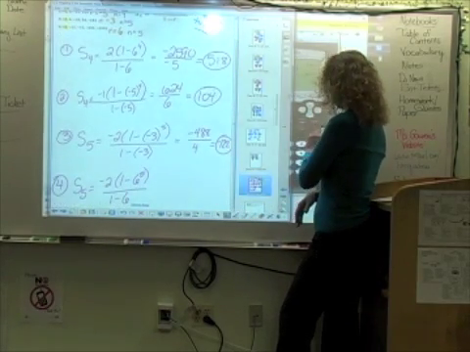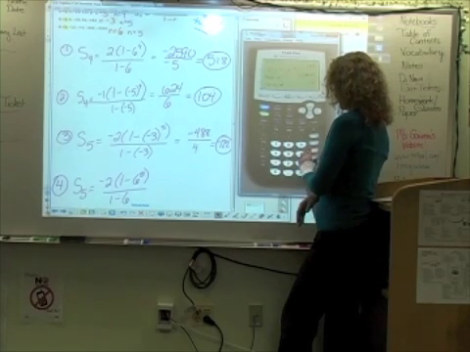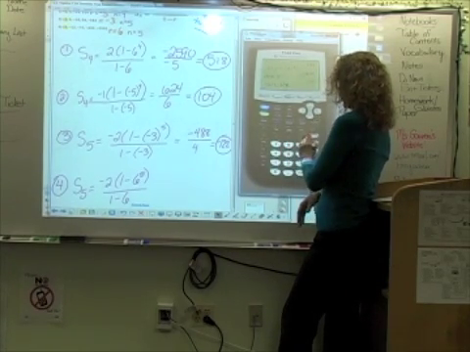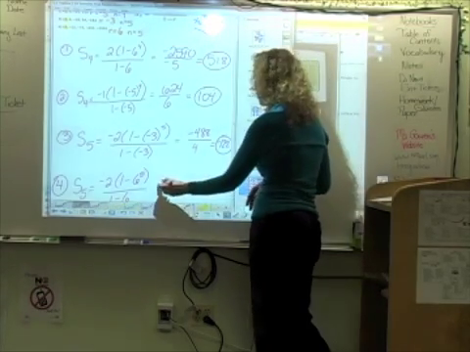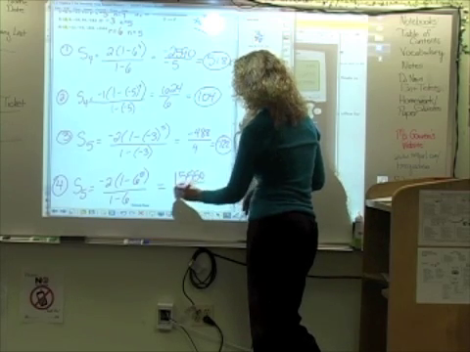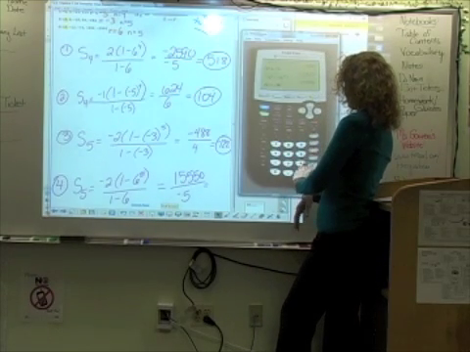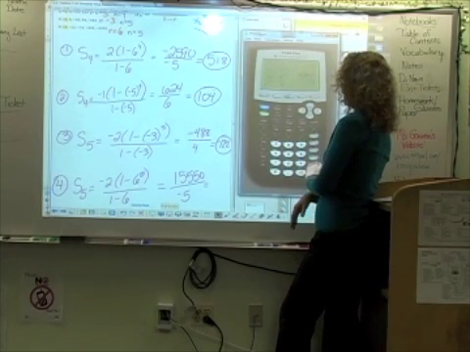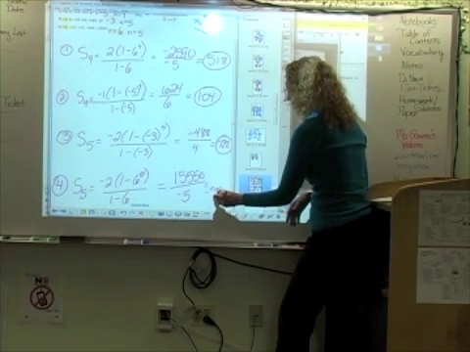And the last one down here, negative 2 times 1 minus 6 raised to the 5th. Close that off, and I end up with 15,550. Dividing that by a negative 5, 1 minus 6 is a negative 5. And I end up with negative 3,110.